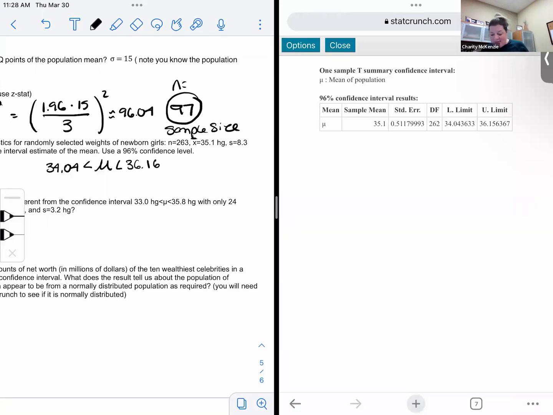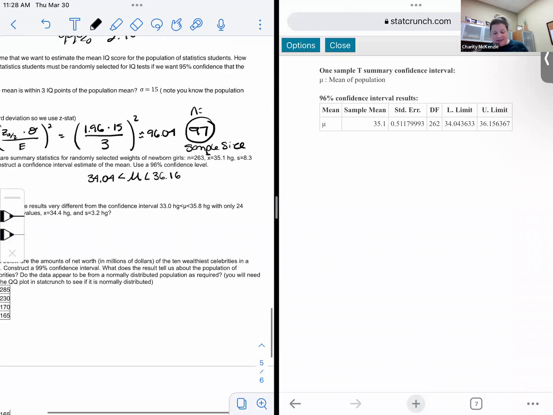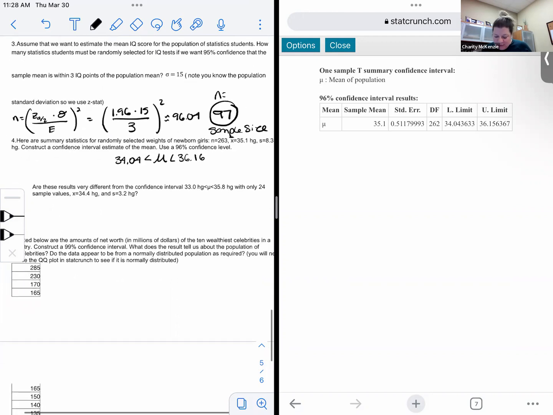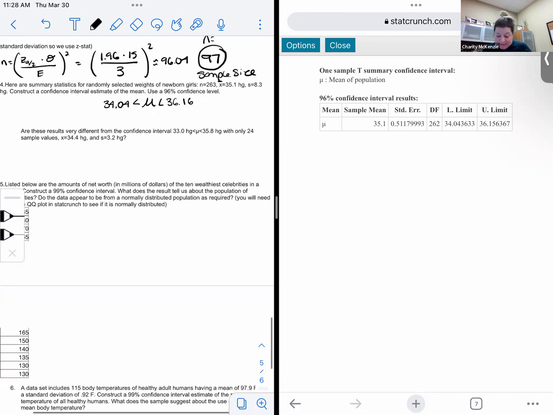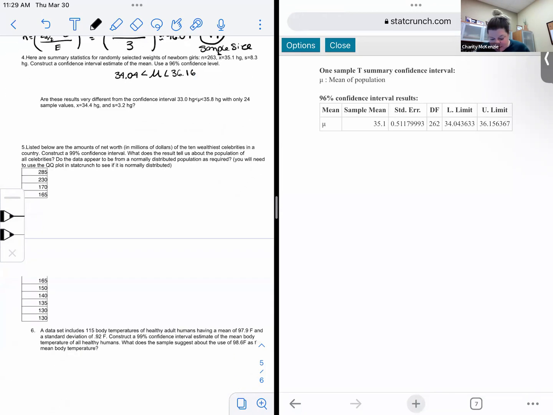Okay, if I wanted the margin of error, I could subtract those numbers and divide by 2. Are these results very different from the confidence interval of 33 to 35 with only 24 samples? No, they're not too far off. 33, we're off 1 more. So if we did a lot smaller sample, we're off 1 more whole number in both directions. So it's not too far off. I guess it depends on how accurate you want to be, really. That's what that question should say.